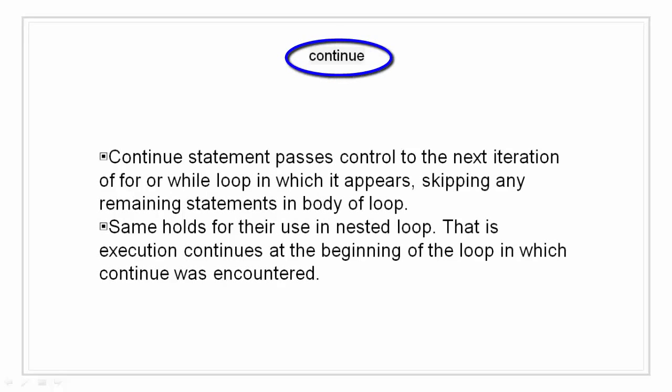The continue statement. The continue statement passes control to the next iteration of the for loop or the while loop in which it appears, skipping any remaining statements in the body of the loop. The same holds true for continue statements in a nested loop, that is, execution continues at the beginning of the loop in which the continue statement was encountered.